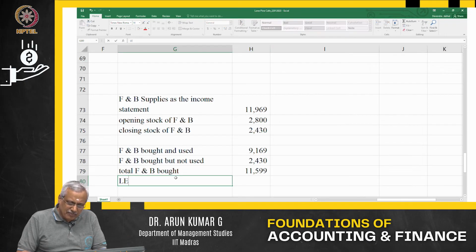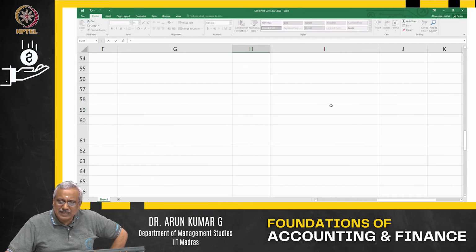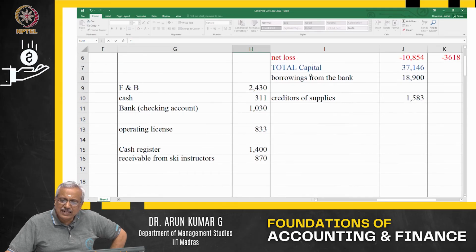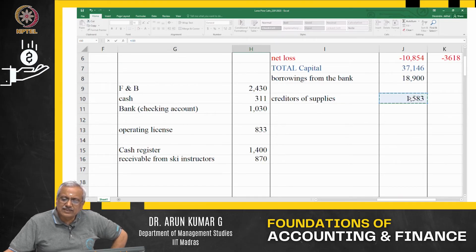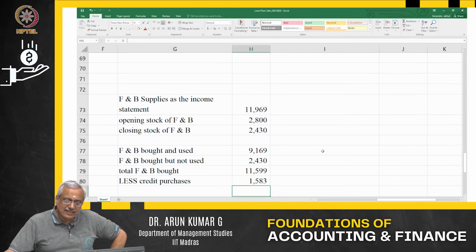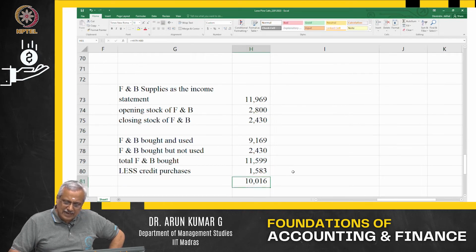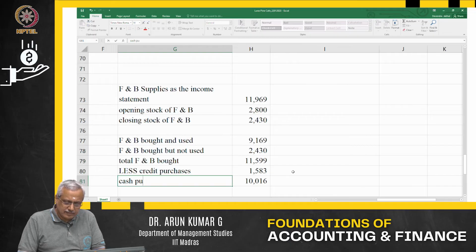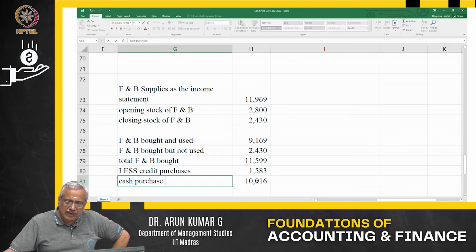I have bought something on credit, so less credit purchases. What is the credit purchase? Go to the closing balance sheet. It says creditors for supplies 1583. So what is the cash purchase? Cash purchase is 10016 out there.